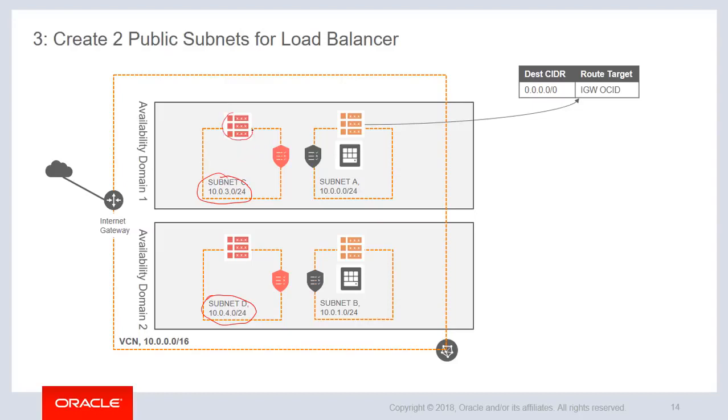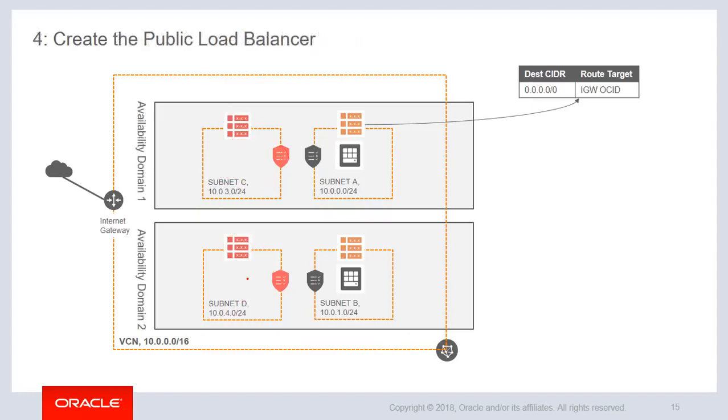So I attach the route table, which is empty, and we attach the security list, which is also empty. So we do that, and these are the 2 subnets where my load balancer would reside. This would be my primary load balancer, and this would be my failover load balancer.